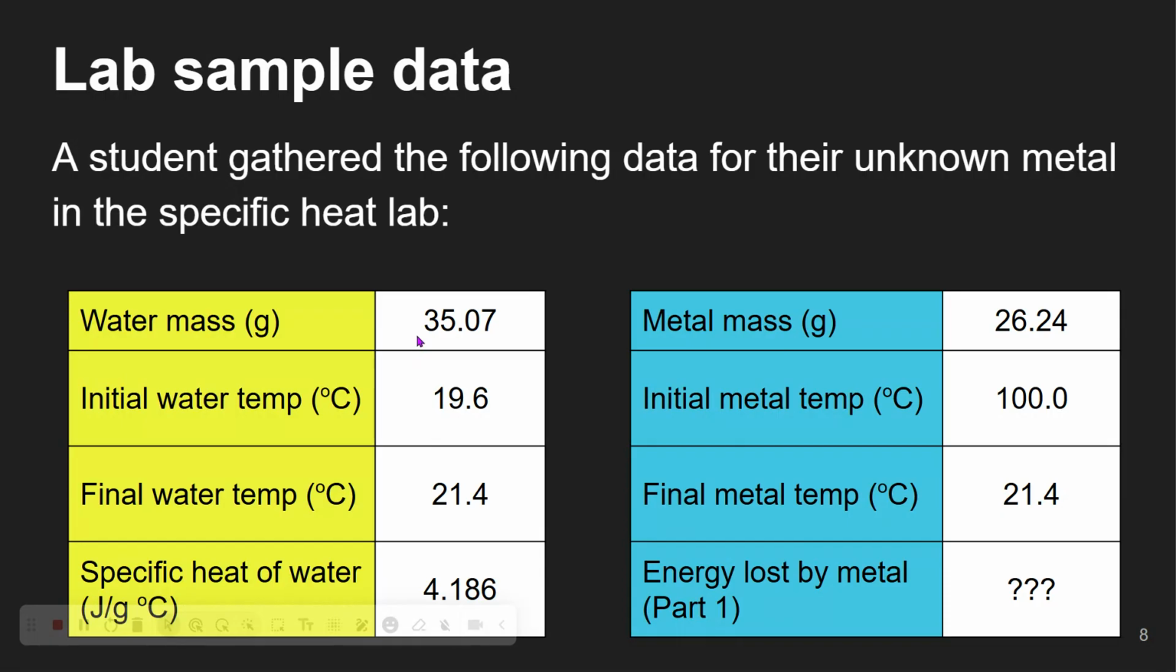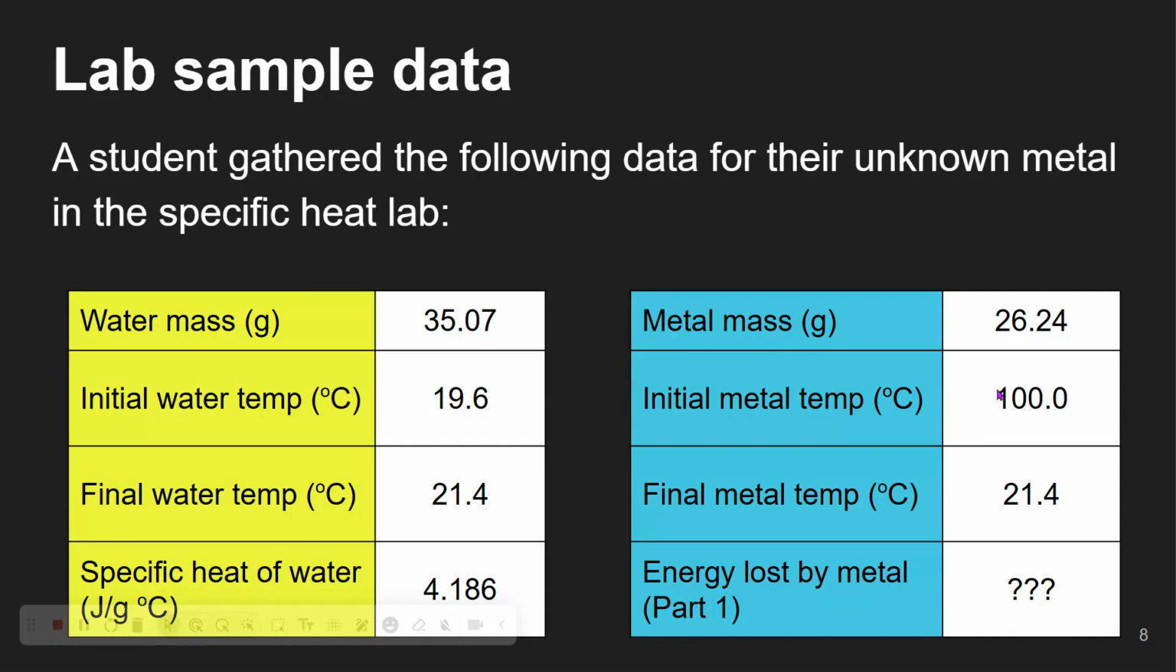These first two values would have been gotten before we put the metal in there. We also know the specific heat of liquid water, 4.186. On the right, we have the mass of the metal, which we obtained before putting it in water. The initial temperature of the metal is going to be after it sat in the boiling bath for about 10 minutes so that it would reach 100 degrees Celsius.